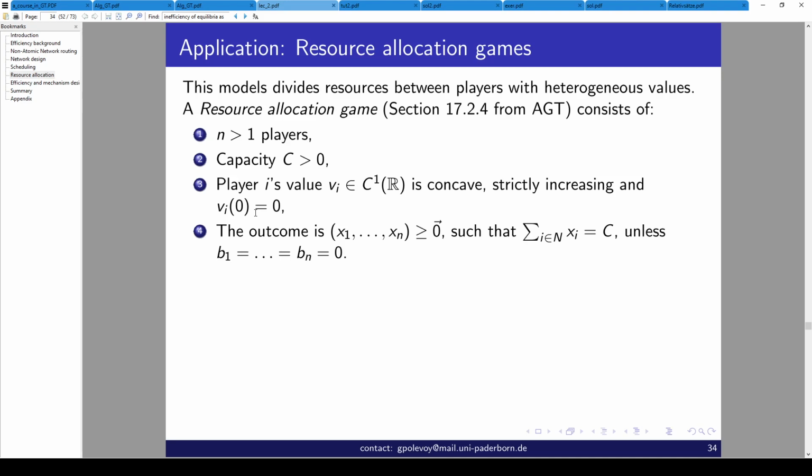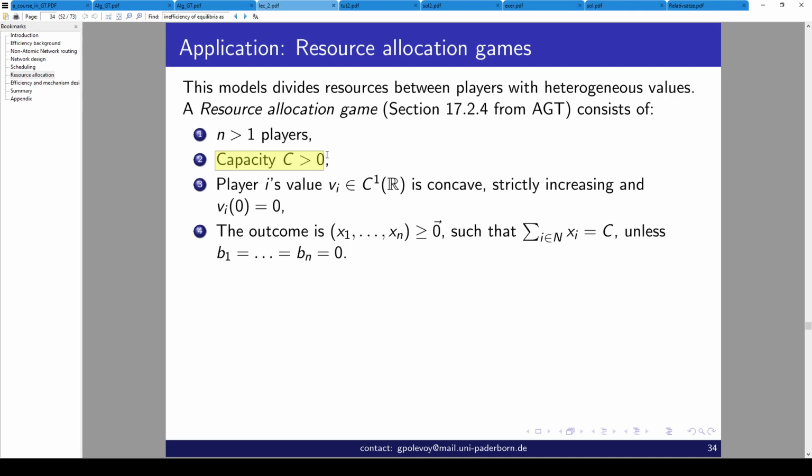But we are going to look at a relatively simple but important model, which introduces heterogeneous values. The idea is that every player can have their own value function, so not necessarily that every player values some capacity to the same extent as every other player. That's the idea of the values being heterogeneous. And the game consists of the following. You have some number of players, and the capacity which we divide between players.